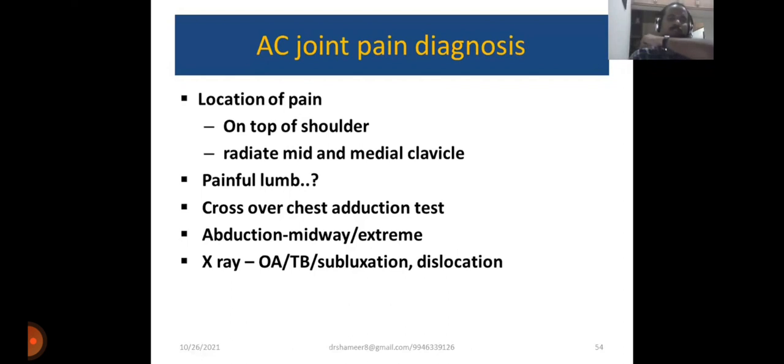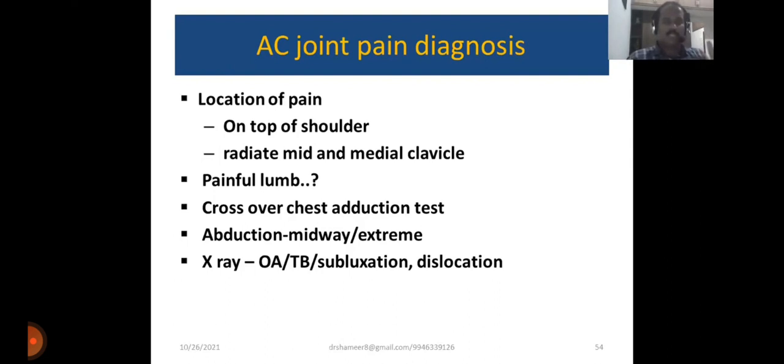Pain and tenderness over the top of the shoulder is the first one, and the second one is the crossover chest adduction. As the name indicates, from the level of the chest, cross over and touch the opposite shoulder, like a Dugas test, at the level of the shoulder. If in the crossover chest adduction you develop pain on the top of the shoulder, it is AC joint pathology.